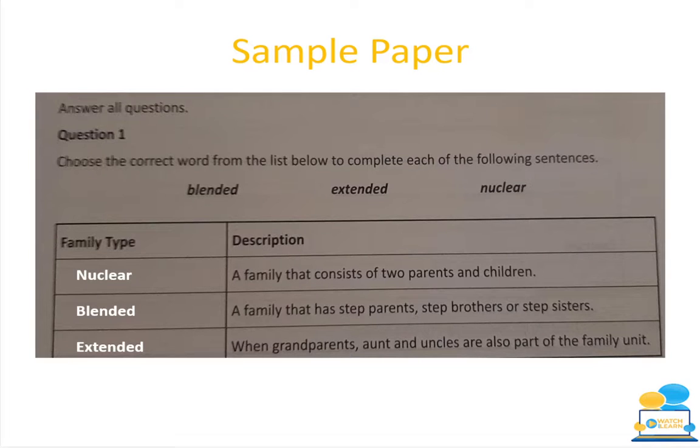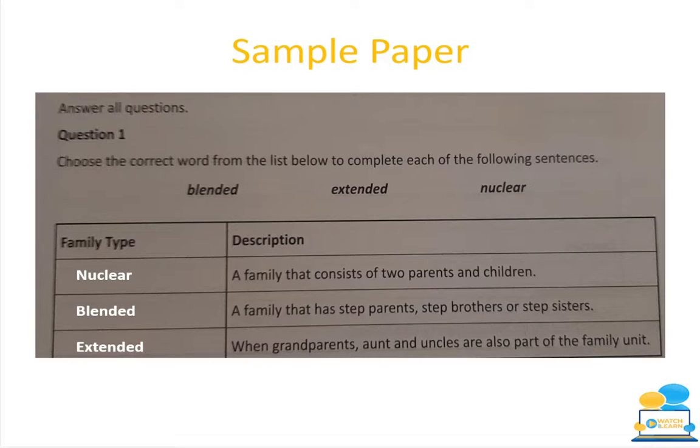So I'm thinking back to my Nebel, so nuclear, extended, blended, and lone parent, and I'm thinking that this is nuclear because it only has 2 parents and children. So therefore I will write that down there in white and I will cross out the black nuclear up the top so I know I have it completed.